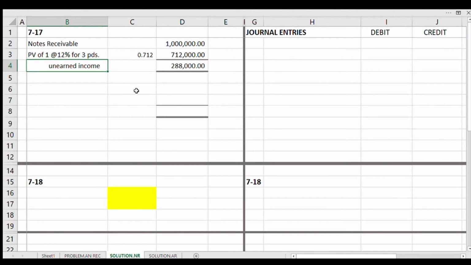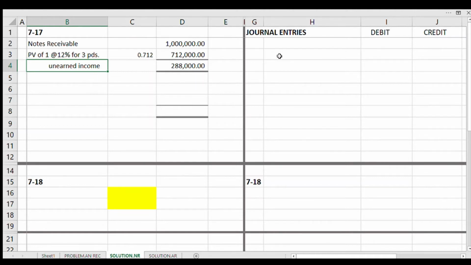So that is tantamount to what we call a discount. Since the present value of the note receivable is lower than the face amount, this unearned income is also known as the discount on notes receivable. So for this particular problem, we may call it unearned income.